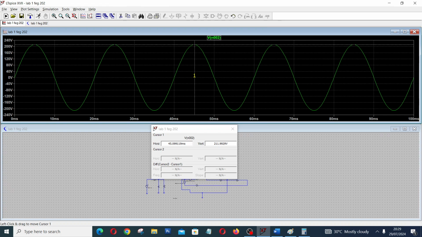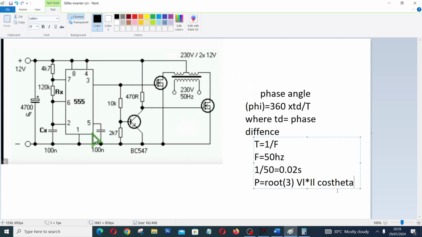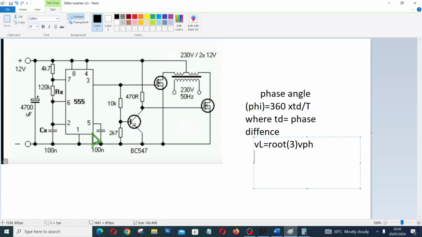Then your line voltage is what? For a star connection, line voltage is equal to √3 times the phase voltage. For a star connection, √3 times the phase voltage will give you your line voltage. That is, line voltage VL equals √3 V phase. So that will give you your line voltage.